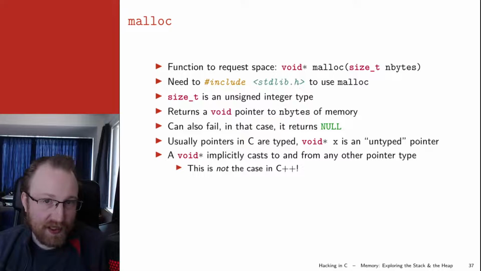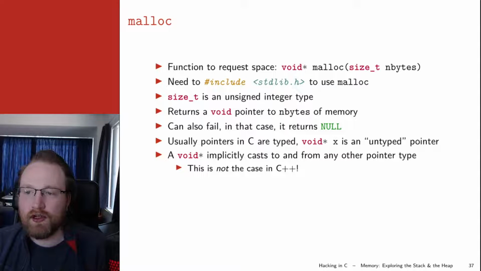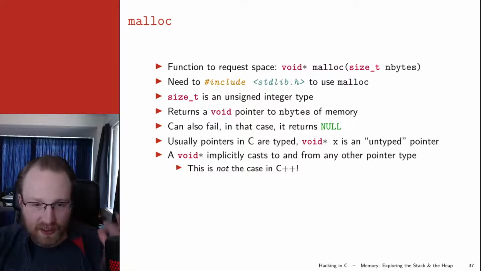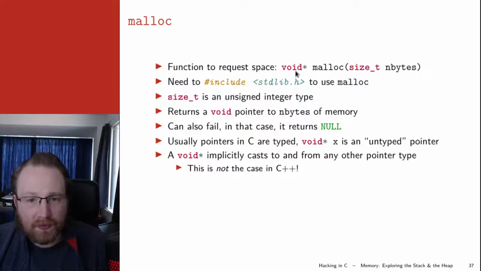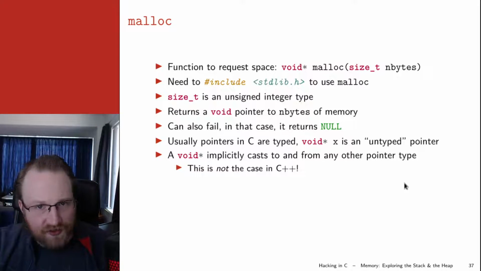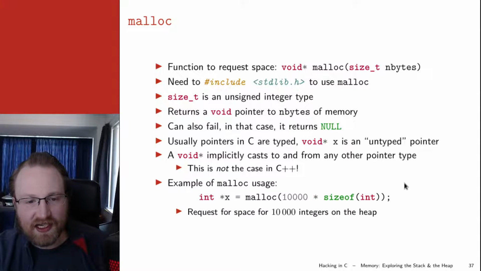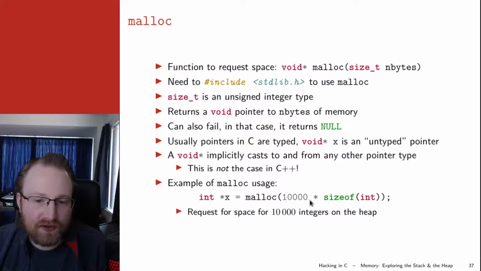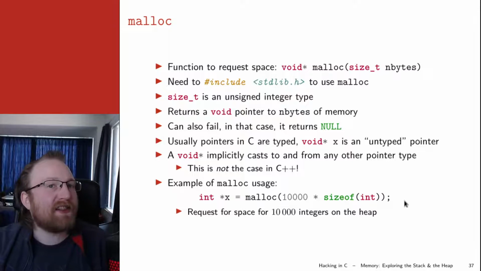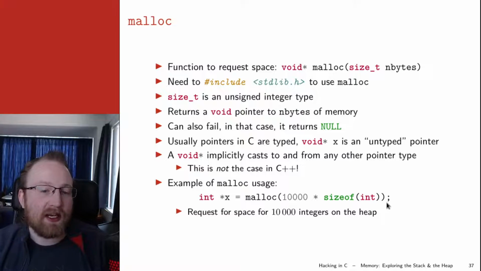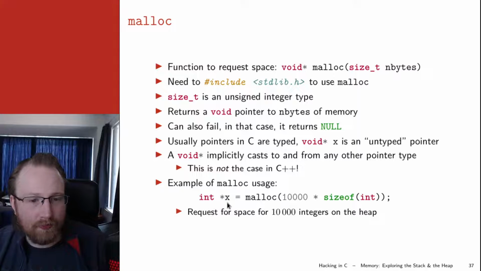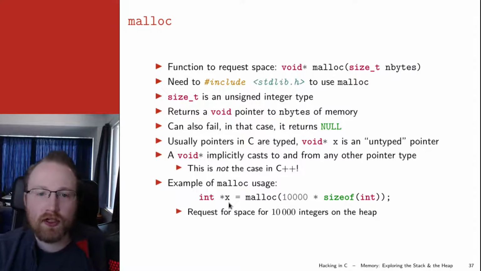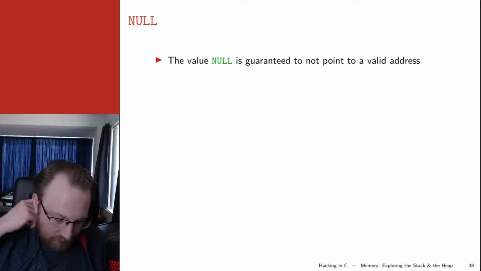Usually pointers in C are typed. You want an int pointer, you want a character pointer, whatever, right? You want malloc to contain 1,000 integers, then you want an int pointer. Well, this void pointer that malloc returns just implicitly casts to whatever you want. So in C, this is valid. You just say int pointer x is malloc of 10,000 times size of integer. So basically this is requesting space for 10,000 integers on the heap, and it gets an integer pointer to that space.